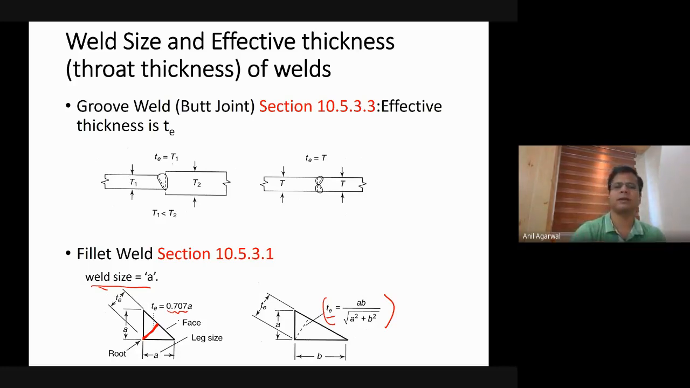So basically, when it comes to the failure of a groove weld, you talk about this surface failing, or this surface failing, right? Because both of them are T1 or TE. TE is equal to T1. When it comes to a fillet weld failing, you talk about this surface failing, because this is where the stresses will be highest. This surface is failing. Okay.